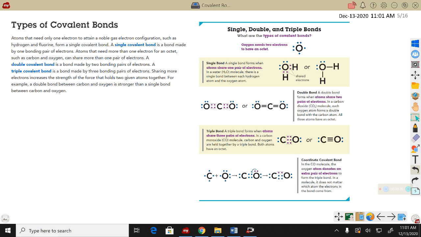Now, a single bond just means that you're sharing two electrons, or we might say there's one pair of electrons being shared. A double bond means that there are two pairs of electrons, or four total electrons being shared. And a triple bond is three pairs of electrons being shared, or six total electrons shared between two atoms.